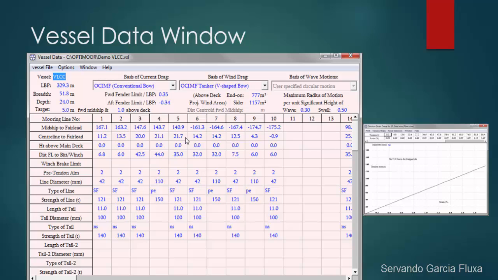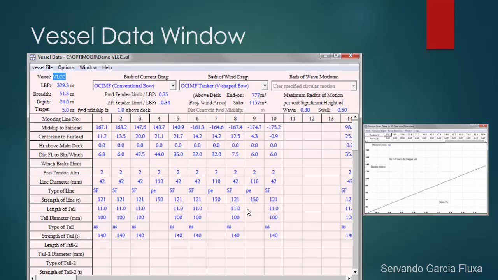Also, you have to tell OPTIMOOR if the lines are in pre-tension, the line diameter, also the type of the line, the material, if it's polyethylene or is another kind of material, the strength of the line, the length of the tail, diameter, the type of material that it's made of, the tail, and the strength.